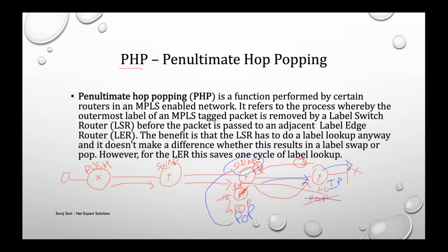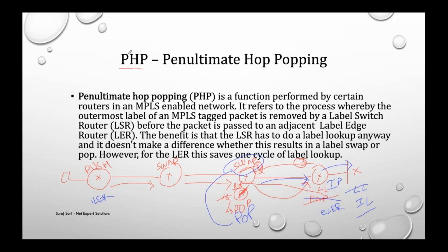So this is called the ILER, Ingress Label Edge Router, and this is the ELER, Egress Label Edge Router. So instead of doing two lookups on the egress, I have the option, I can avoid that label lookup and it will only do the IP lookup.